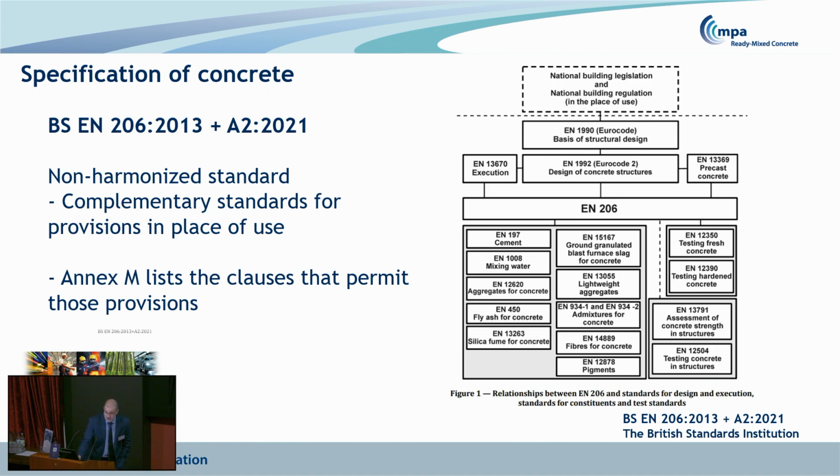Now, EN 206 is a non-harmonised standard, and so what that does is it allows complementary standards for provisions in place of use. In Ireland, for example, there is a national annex at the end of their version of EN 206. In the UK, we have BS 8500. Annex M in EN 206 lists the clauses that permit these provisions.